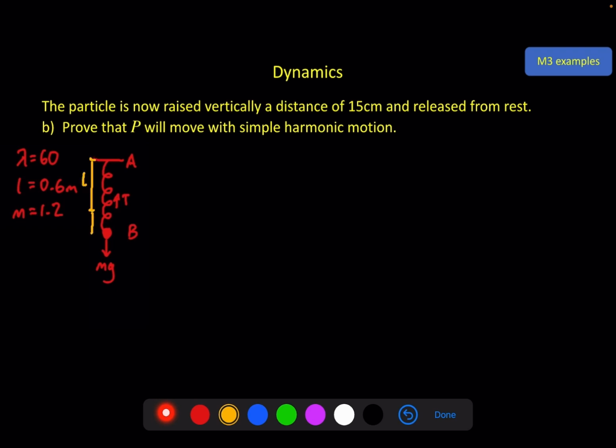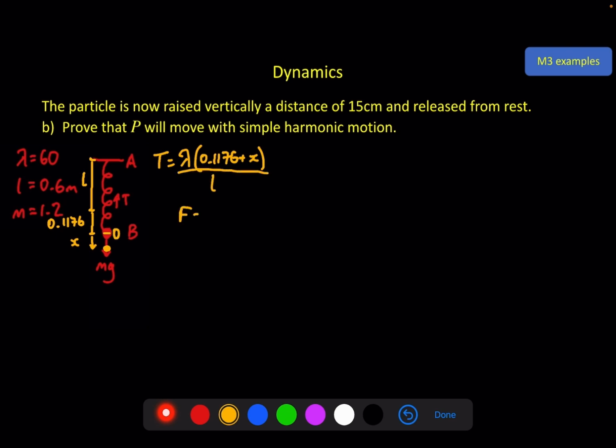Then to get to the centre of oscillation, which I'll put as O, but it's already called B, that was 11.76 centimeters, so 0.1176 meters. And now we've got x, which is going to be a displacement from O. So my particle is here. It still has the weight acting downwards and the tension acting upwards. But the tension now, lambda E over L, is lambda times 0.1176 plus x over L.